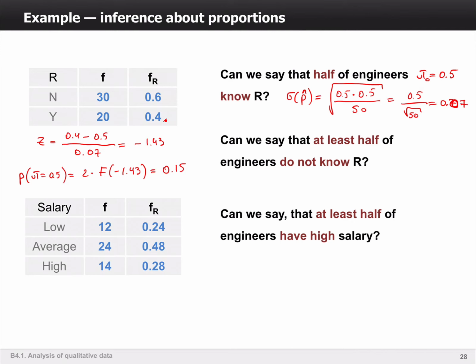There is a 15% chance to get a sample with the proportion we have, or even more extreme, if the null hypothesis is true. So that's a chance, and we cannot reject the null hypothesis in this case. Okay, then so this is true. Then can we say that at least half of engineers do not know R?